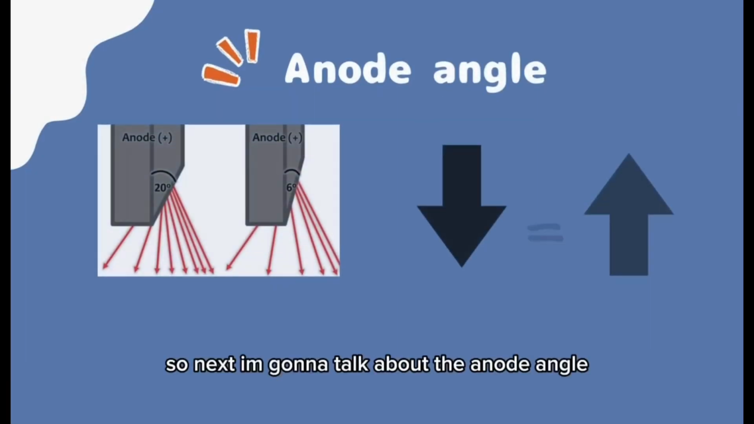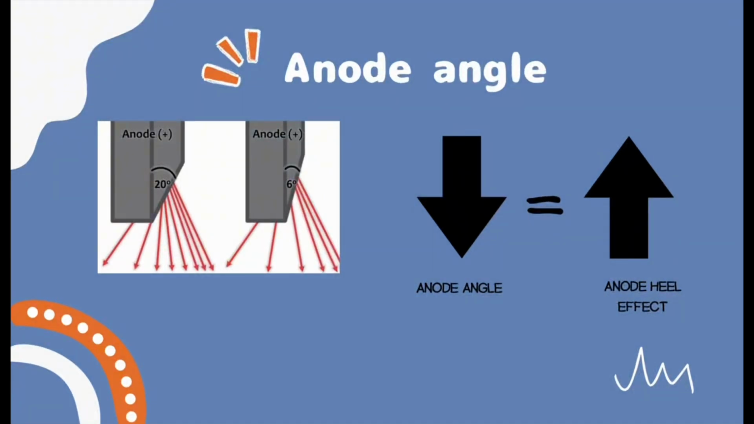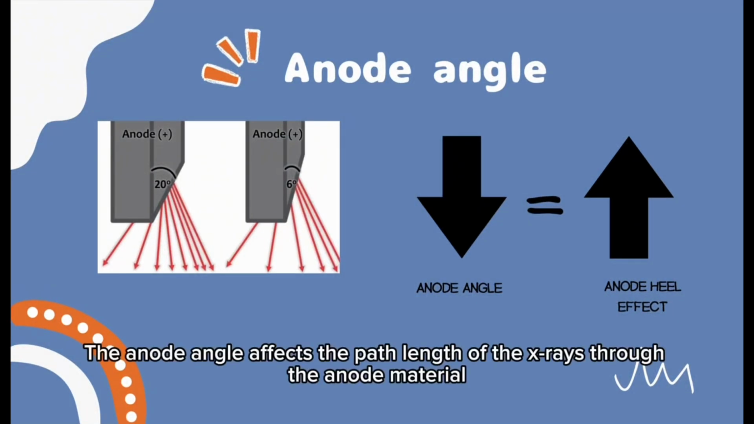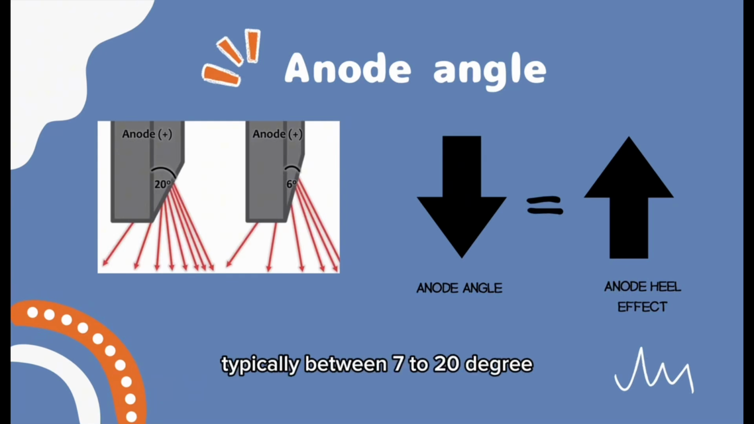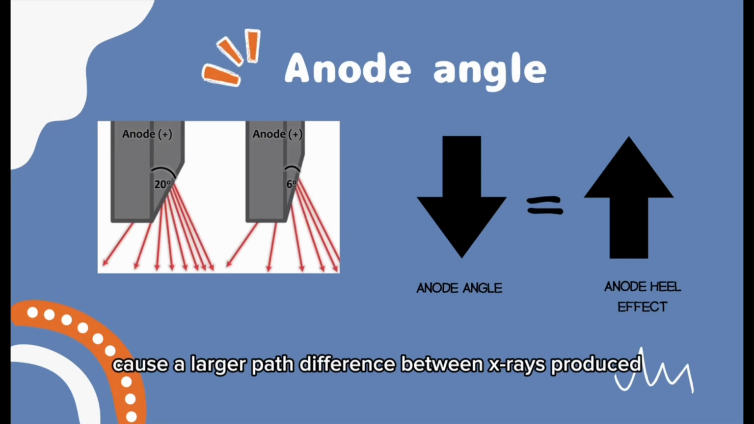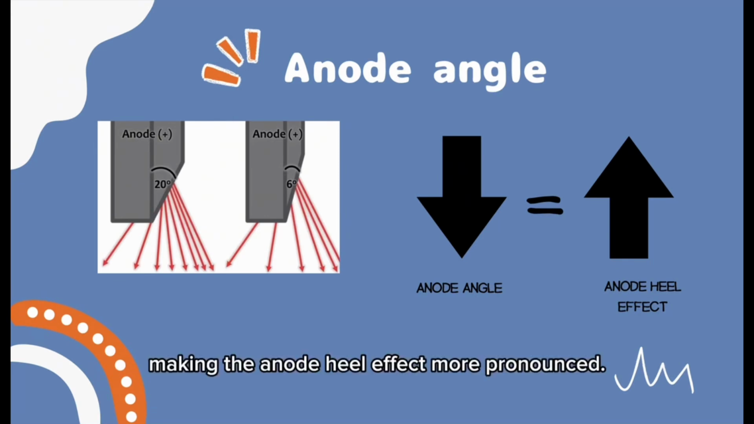So next, I'm going to talk about the anode angle. The anode angle affects the path length of the X-ray through the anode material, which is the angle at which the anode target is set in the X-ray tube, typically between 7 degrees to 20 degrees. Steeper anode angles, closer to 20 degrees, cause a larger path difference between X-rays produced near the cathode and those produced near the anode heel, making the anode heel effect more pronounced.